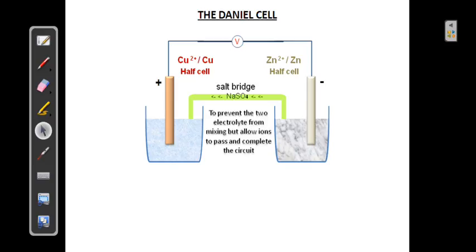Then we have what we call the salt bridge, and the salt bridge will allow ions to flow but prevent the two electrolytes from mixing together. So you need a bridge to make this electron flow. So they use what we call a U-tube to act as a salt bridge.